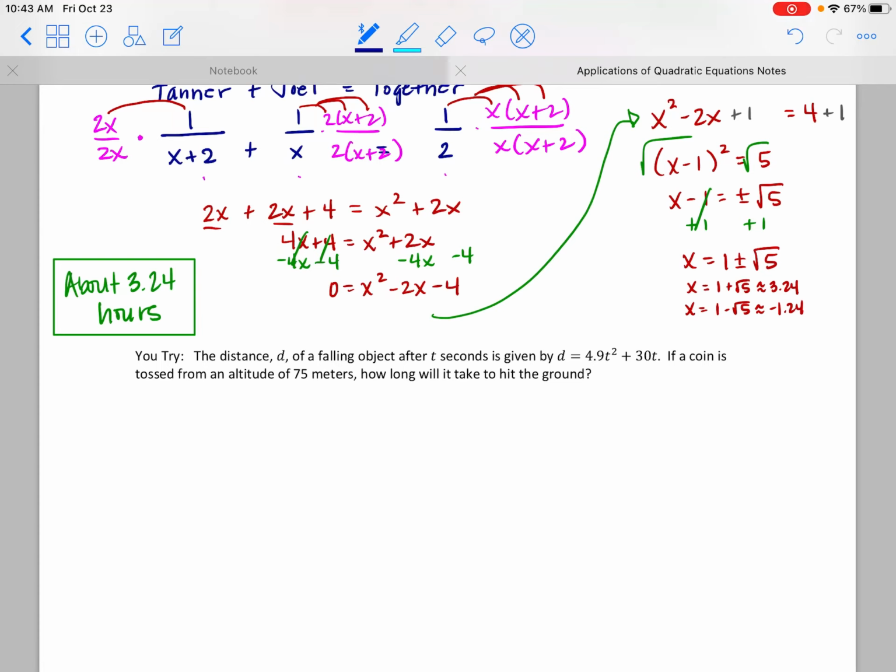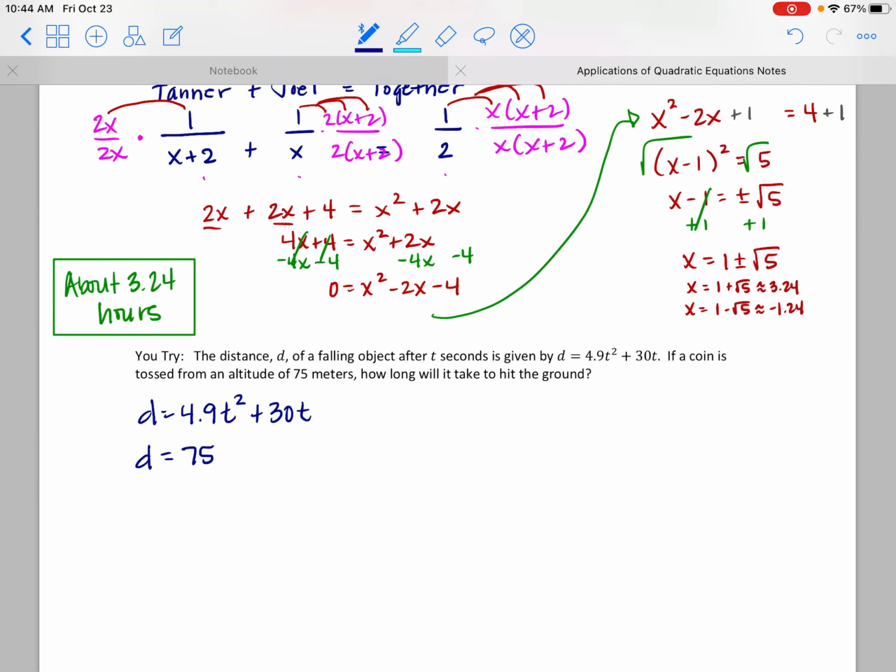If a coin is tossed from an altitude of 75 meters, how long will it take to hit the ground? So they're giving us this function. They tell us that d equals 4.9t squared plus 30t. And then it says the coin is tossed from an altitude of 75 meters. That's a distance of 75. And then it says how long does it take to hit the ground?